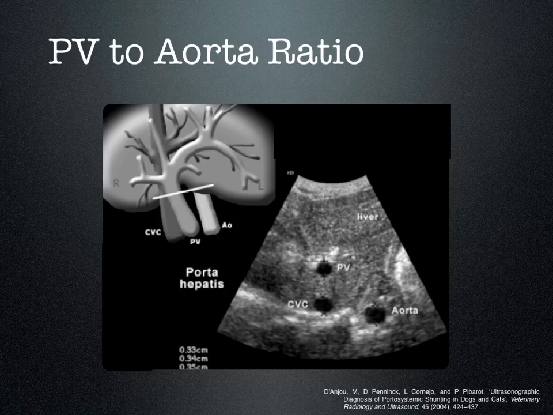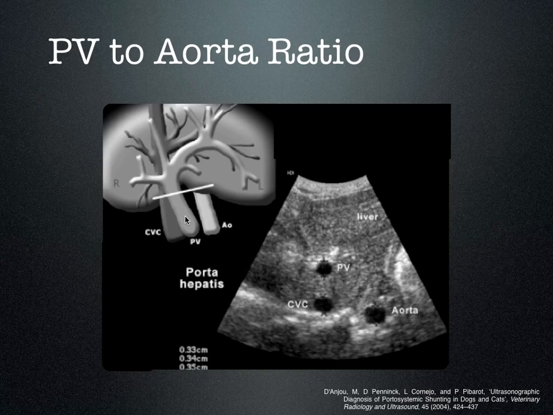The next step is then to measure the portal vein and aorta diameters to obtain a ratio. The portal vein to aorta ratio is an important step in further evaluating for a portosystemic shunt in dogs or cats. This is performed at the level of the porta hepatis, which is seen in the top left corner of the image.